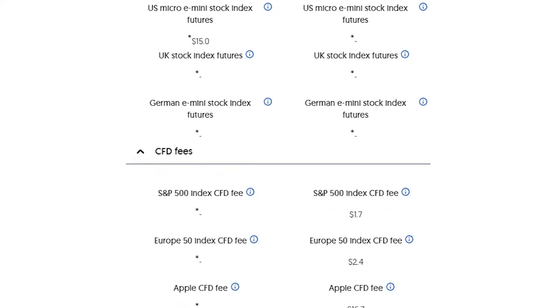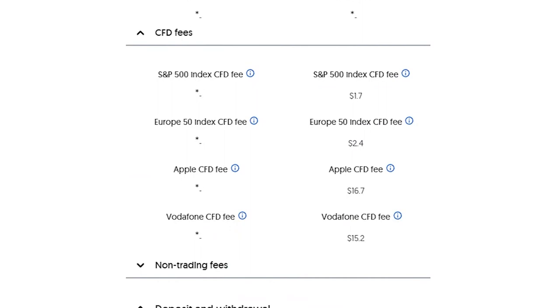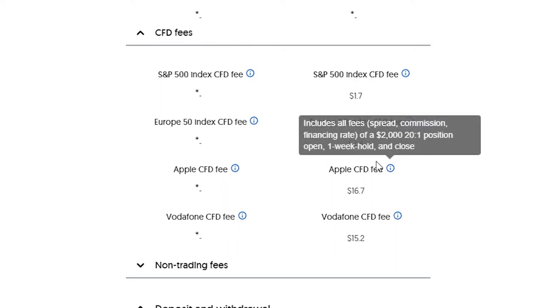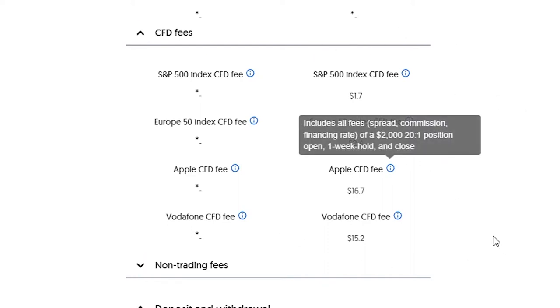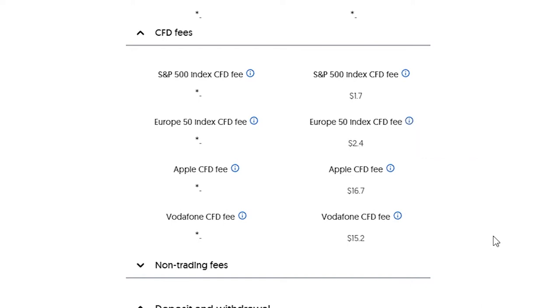Now, taking a look at CFDs, we can see this is surprisingly not something that Charles Schwab offers. However, Trading 212 do, and these are decent fees. These are actually pretty cheap fees on the S&P and Europe 50. However, when we get down to Apple and Vodafone, like the individual CFDs, they are pretty expensive.